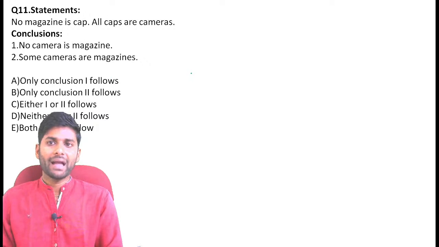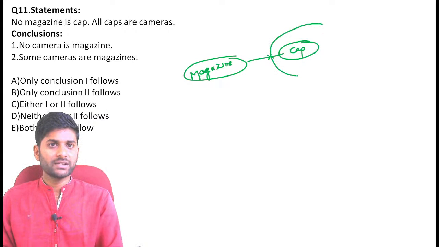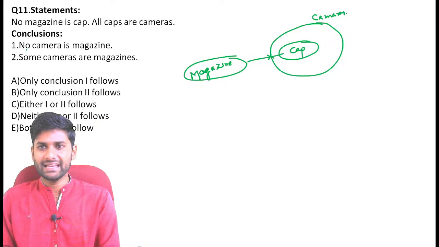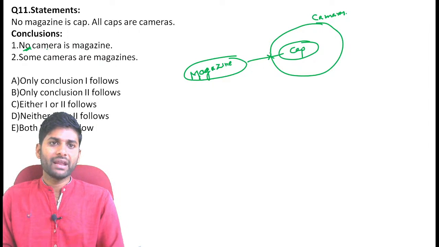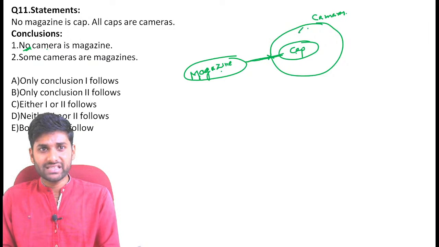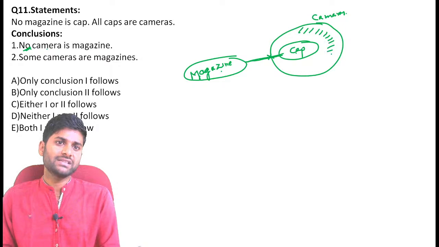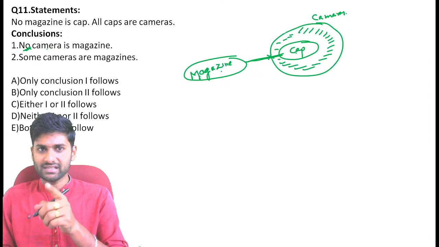Next one, see. No magazine is cap. All caps are cameras. Now he clearly mentioned that no camera is magazine. No camera is magazine means, guys, this is the magazine circle. Here there is a negative statement. We cannot place the magazine into the cap, but we can place it in the outer space, guys. This outer space is completely favorable for the magazine. Why? Because we can't place the magazine into the cap, guys.